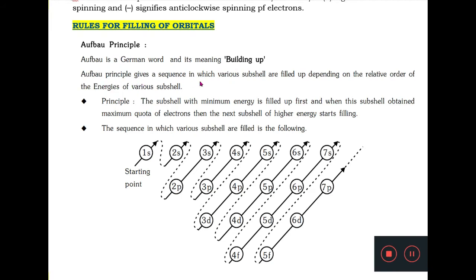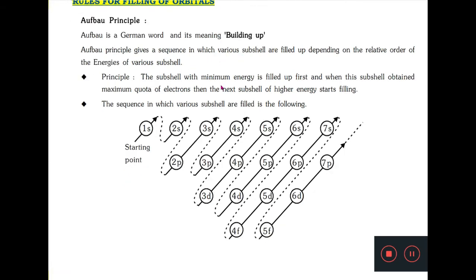This principle gives a sequence in which various subshells are filled up, means how the different subshells are filled and in which order they are filled, depending on the relative order of the energies, means electrons are filled in increasing order of their energies. According to this principle, the subshell with minimum energy is filled first, and when this subshell obtains the maximum number of electrons, then the next subshell of higher energy starts filling. So the subshell with the lower energy is filled first with electrons. After obtaining the maximum number of electrons in it, the next subshell of higher energy starts filling.